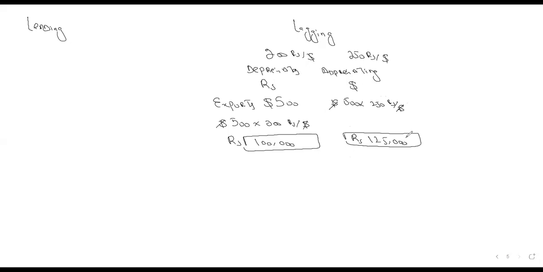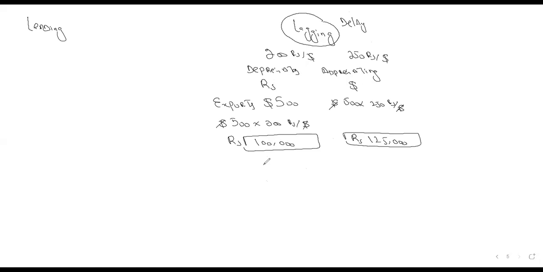So what does it mean, guys? Whenever my home currency is depreciating, I should be lagging. Lagging means delay. Why? Because if I am receiving now, I will receive 100. But if I receive later, I am waiting, then I will receive 125. So whenever my home currency is depreciating and I am the exporter, what I should do? I should lag.